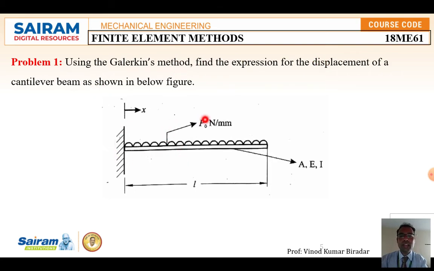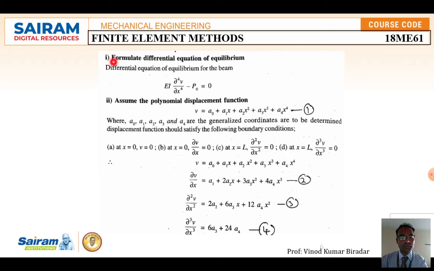For the cantilever beam, what are the boundary condition equations? I already displayed them in the list of formulas, and you have to remember them. That is step number 1: formulate the differential equation of equilibrium. The differential equation for the equilibrium of the beam is EI ∂⁴v/∂x⁴ minus P₀ is equal to 0.